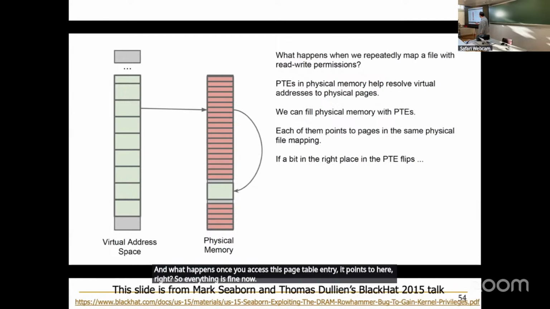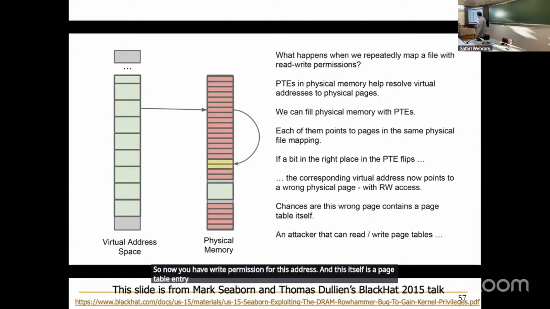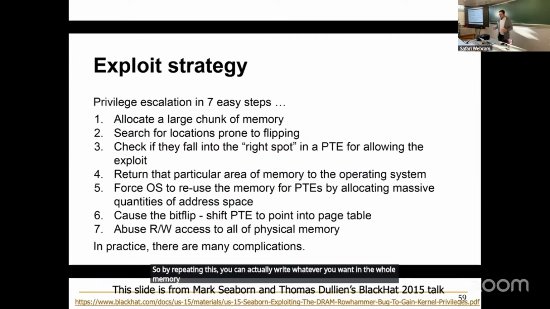And then if you somehow keep accessing these rows and induce bit flips in this entry, then it points to some different address. So now you have write permission for this address. And this itself is a page table entry. So you can change the data inside it very easily because it's just a regular write access at that time. And then once you access this, it points to some other place. So by repeating this, you can actually write whatever you want in the whole memory. And by doing that, you can get kernel privileges, basically.